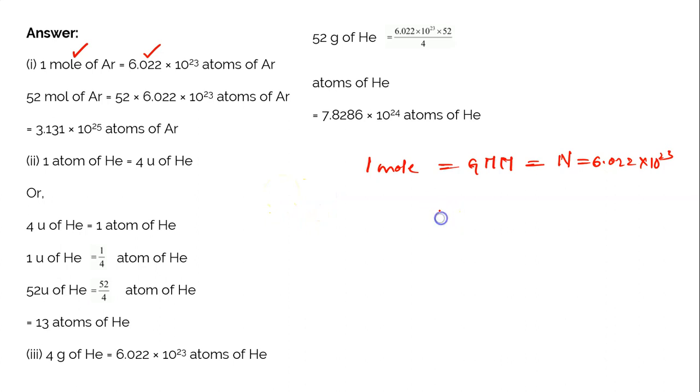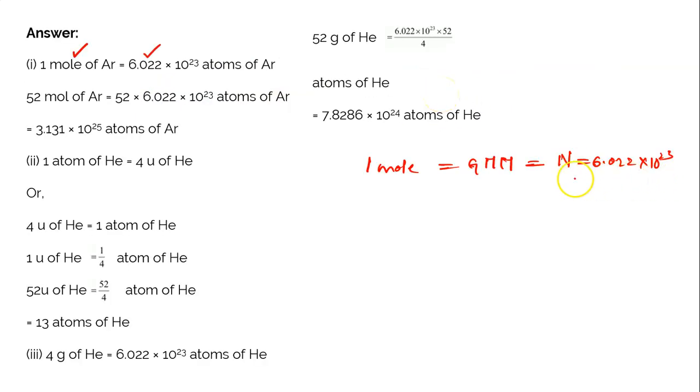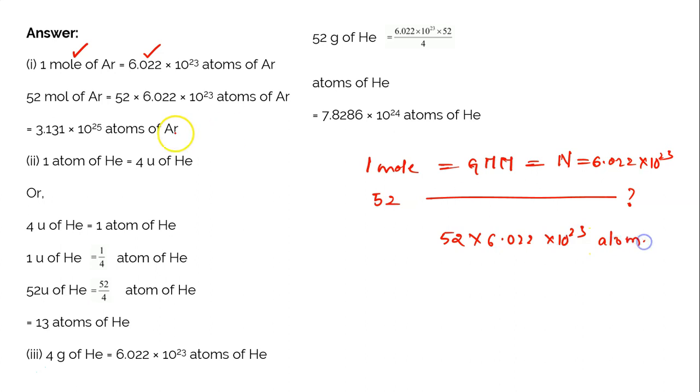But in this question, they are not asking us to calculate the gram molecular mass. They are just asking us how many atoms are there in 52 moles. If 1 mole is consisting of Avogadro number of atoms, if I have 52 moles, how many atoms will be there? Cross multiply. 52 into 6.022 into 10 power 23 atoms will be there. That is the answer. And you can simplify it further to get 3.131 into 10 power 25 atoms of argon. So this is the first part of the question.